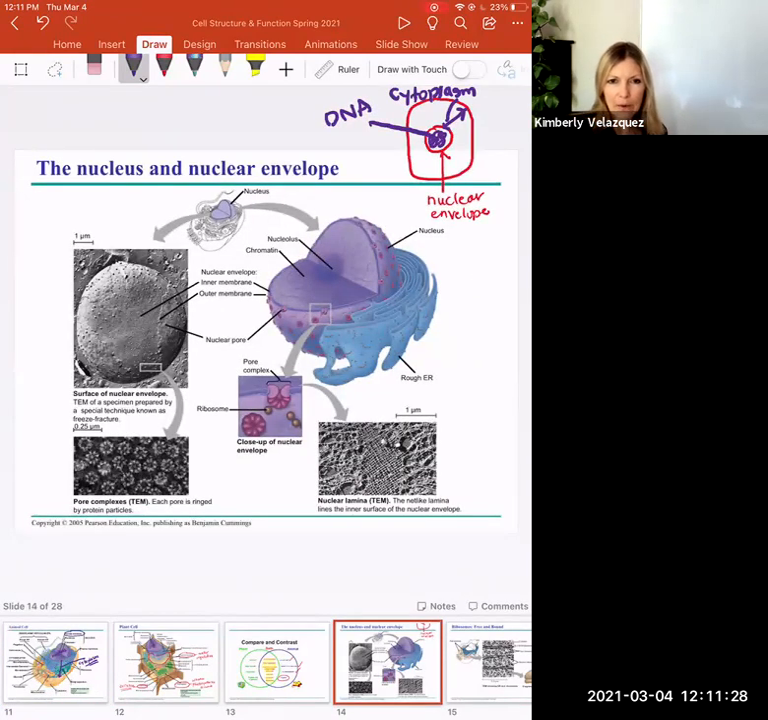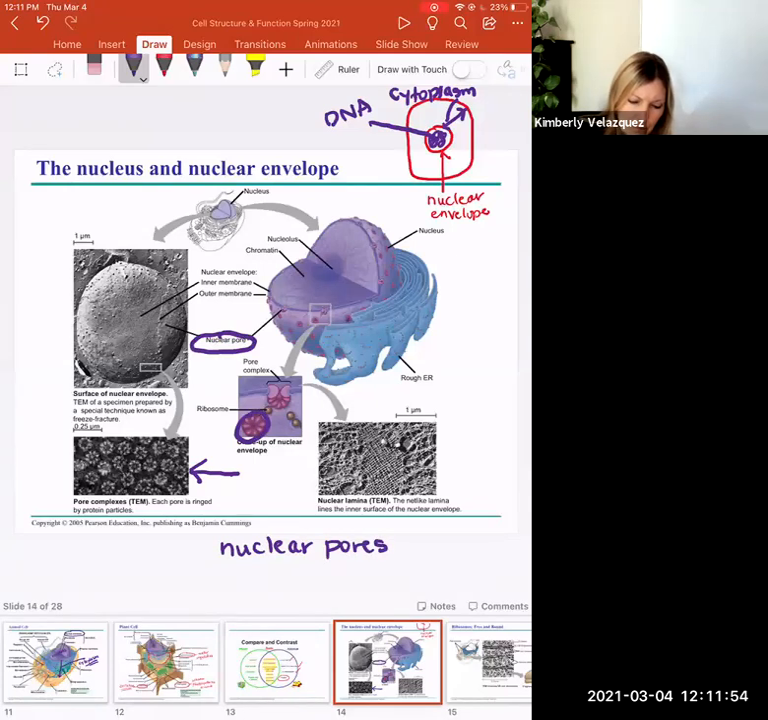Materials can move in and out of the nucleus through what are called nuclear pores. And these nuclear pores are openings in the nucleus, and you can see them here. All of these little nuclear pores, and here's one blown up. I love this electron micrograph over here showing the nuclear pores. Okay, so nuclear pores are how materials enter and leave the nucleus.